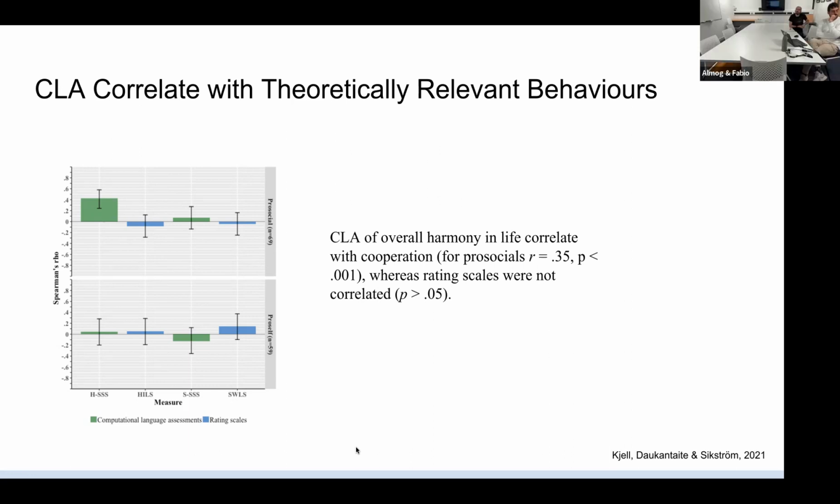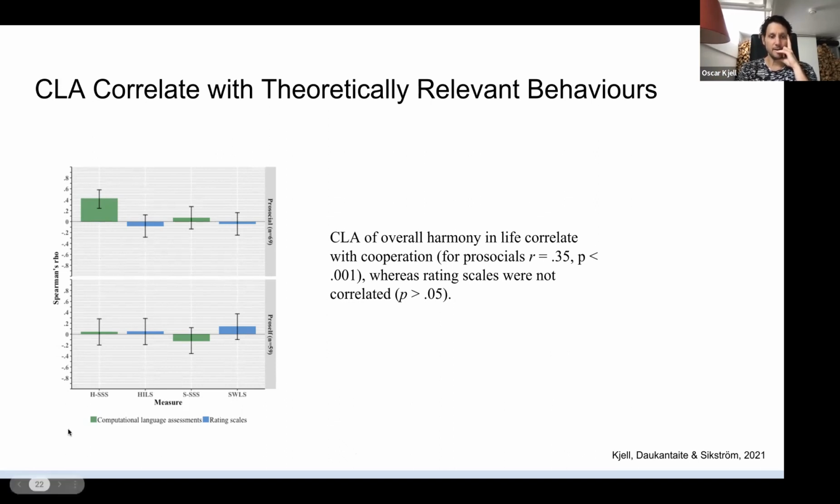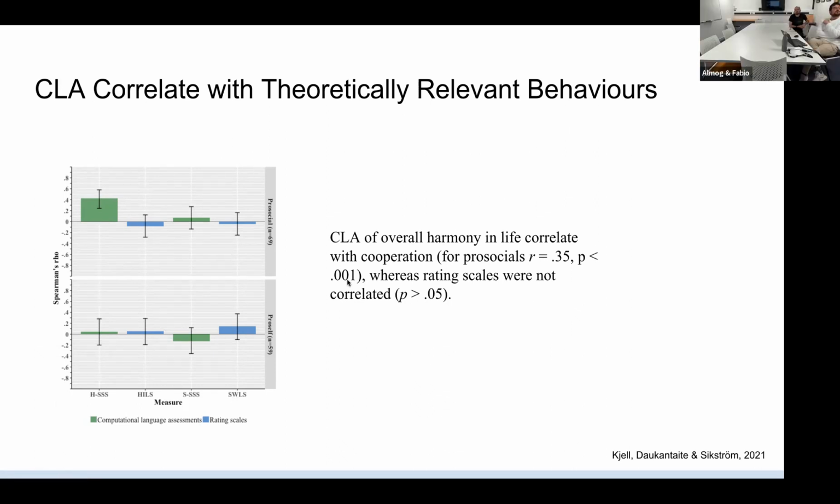Okay. And then you don't need that many participants because you don't have to fit a model for it. So in this study, we are using semantic similarity scales.